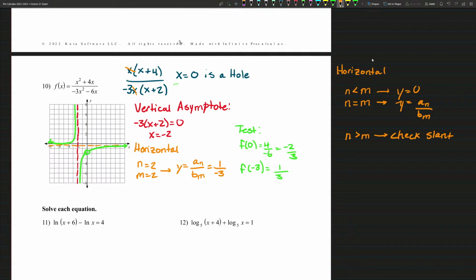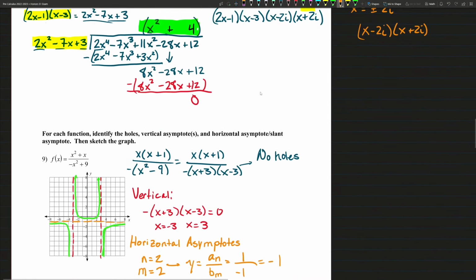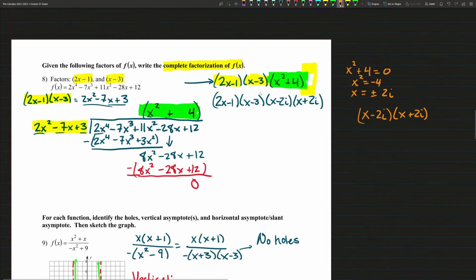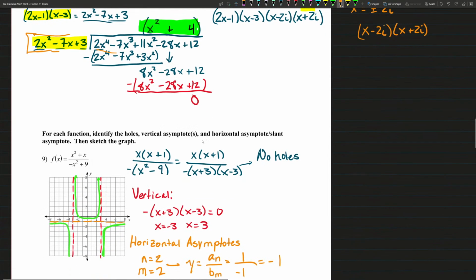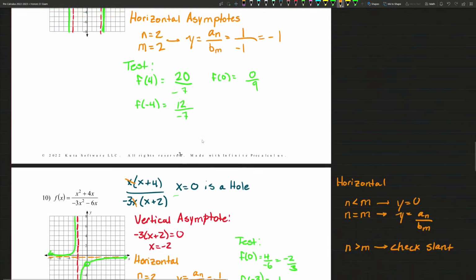In order to check for a slant, you try and divide the denominator into the numerator, so you're doing long division like we did right here, right? So this would be the denominator. This stuff in here would be the numerator, and you're trying to divide out. Everything matters except the remainder, and then that's going to be your equation of the line.